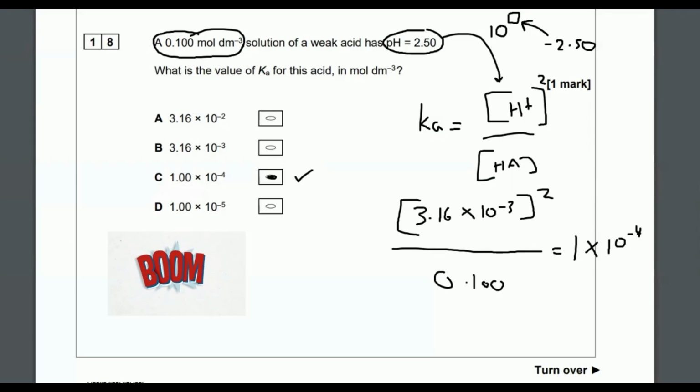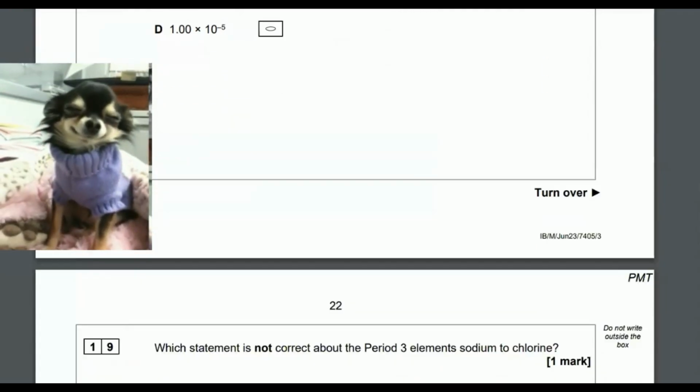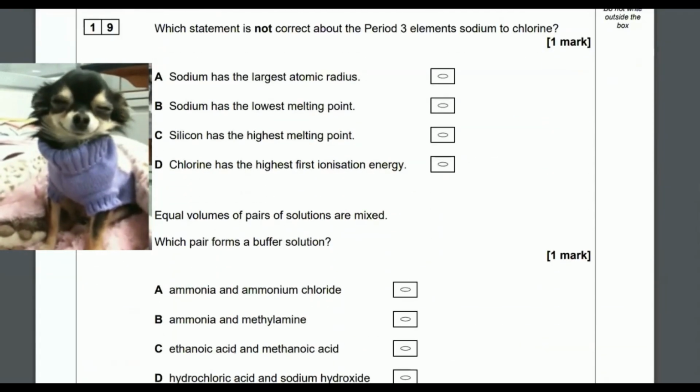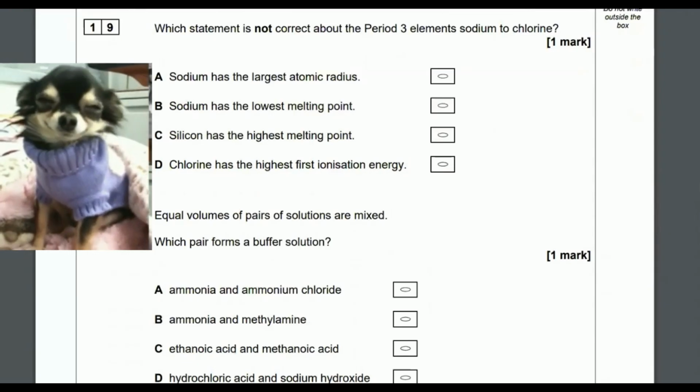Sorry, my dog's barking in the background. Got a little chihuahua that's a little barky. My daughters have got their friends over, so the dog's getting excited.